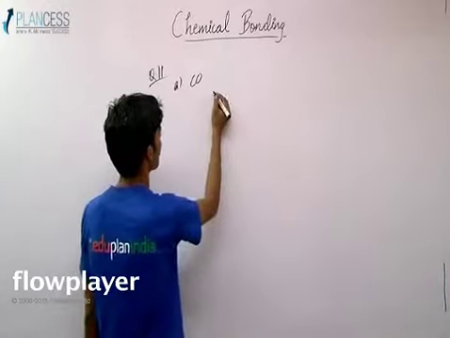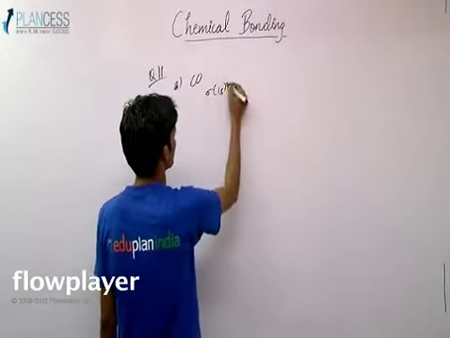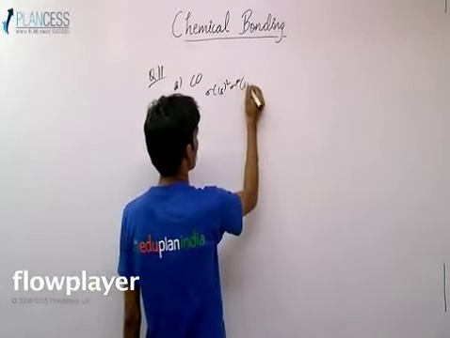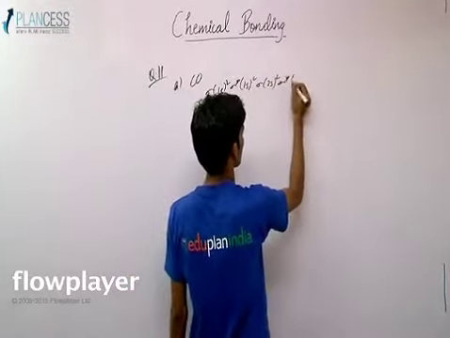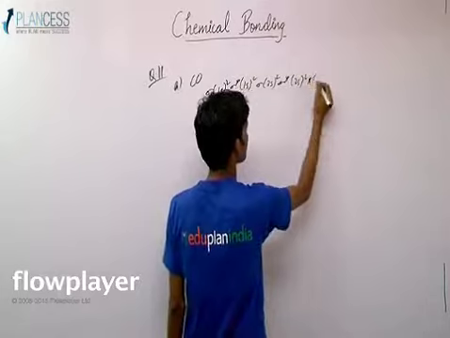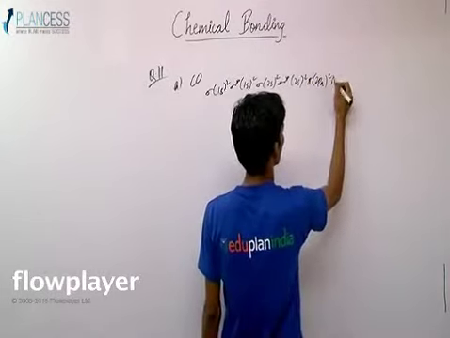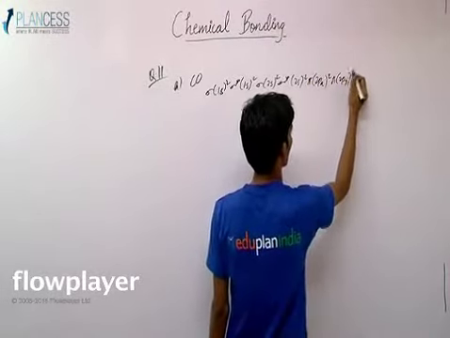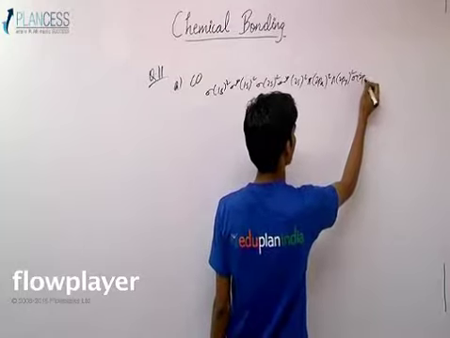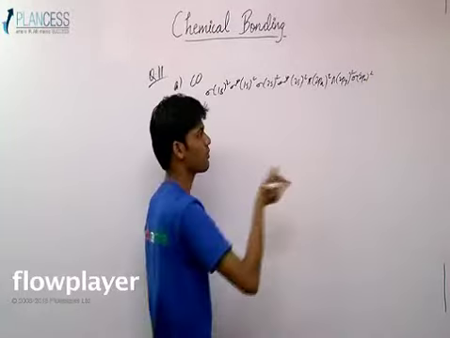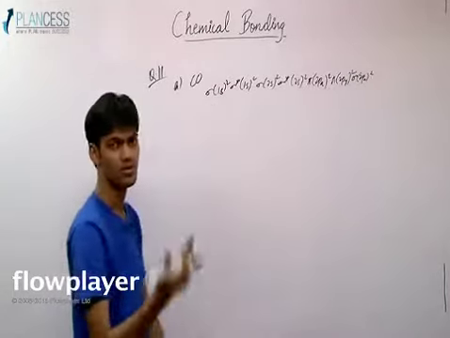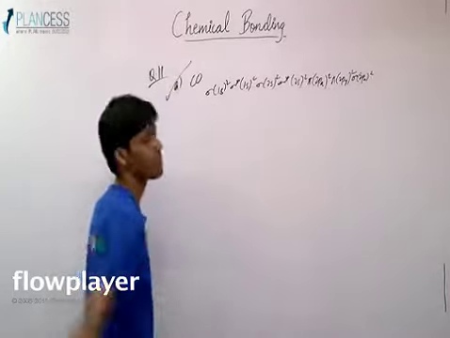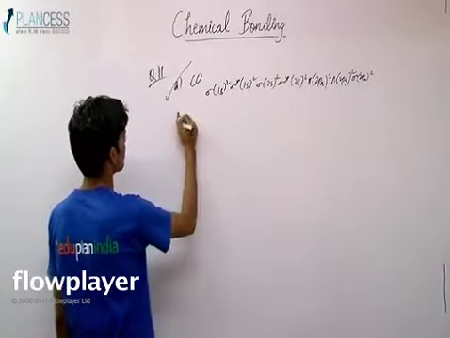So it would be sigma 1s2, sigma star 1s2, sigma 2s2, sigma star 2s2, pi 2px2, pi 2py2, and sigma 2pz2. So the number of bonding minus number of anti-bonding electrons is 6. So half into 6 would be equal to 3. So this has the bond order of 3. CO has bond order of 3.